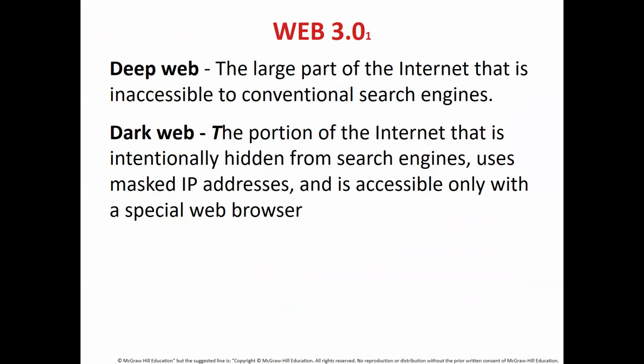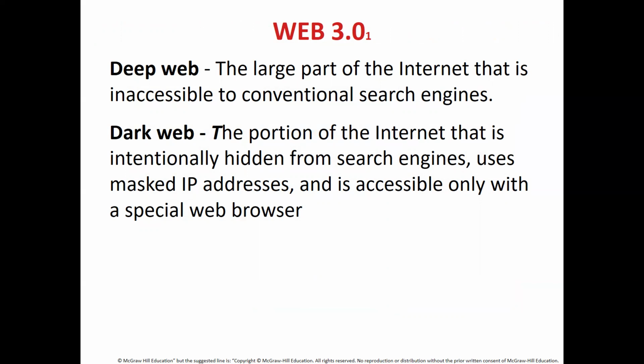Web 3.0. Web 3.0 brings up a concept called the deep web, the largest part of the internet that is inaccessible to conventional search engines. The deep web, sometimes called the invisible web, includes email messages, chat messages, private content on social media sites, electronic bank statements, electronic health records, and other content that is accessible over the internet but is not crawled and indexed by search engines such as Google, Yahoo, or Bing.